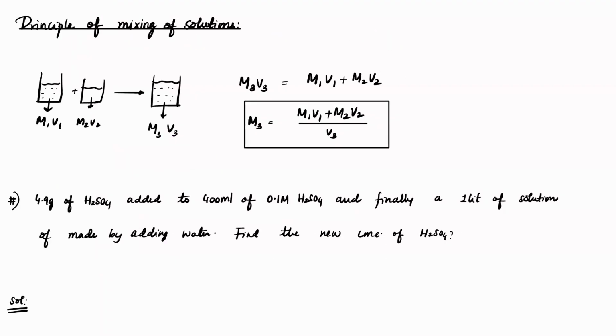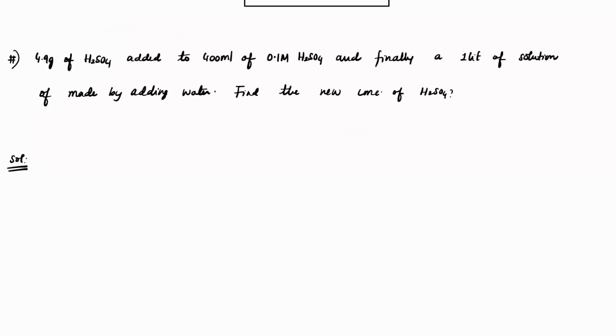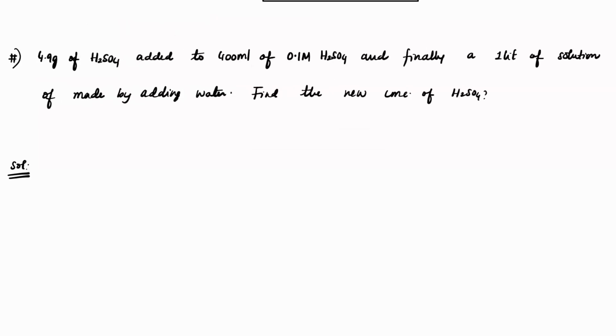The same fundamental can be applied even when you have mixing of solutions. For example, if you have M1V1 number of moles here, M2V2 number of moles here, and finally after mixing you get M3V3. So M3V3 can be related as the sum of the number of moles of 1 and 2. Let's use that logic in this question. We have 4.9 grams of H2SO4 added to 400 ml of 0.1 molar H2SO4, and finally 1 liter of solution was made by adding water.